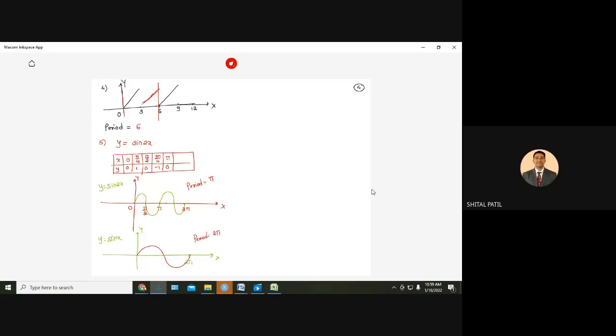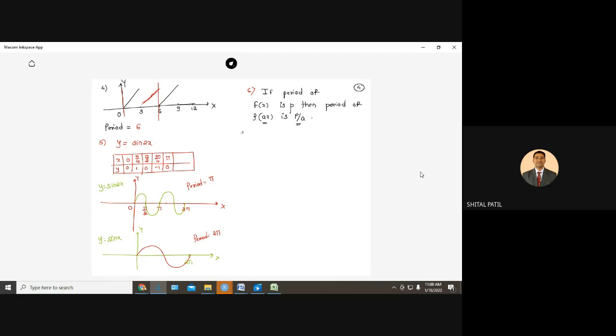Okay, so let me generalize this. Right now, a very important statement. If the period of f of x is p, then the period of f of ax is what? P by a, right? Multiplication by a is converted into division by a.